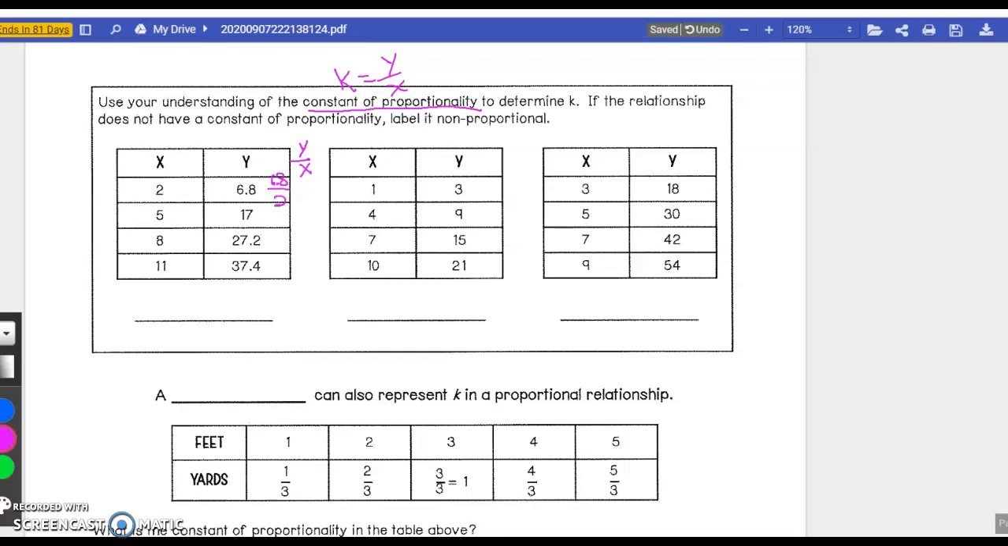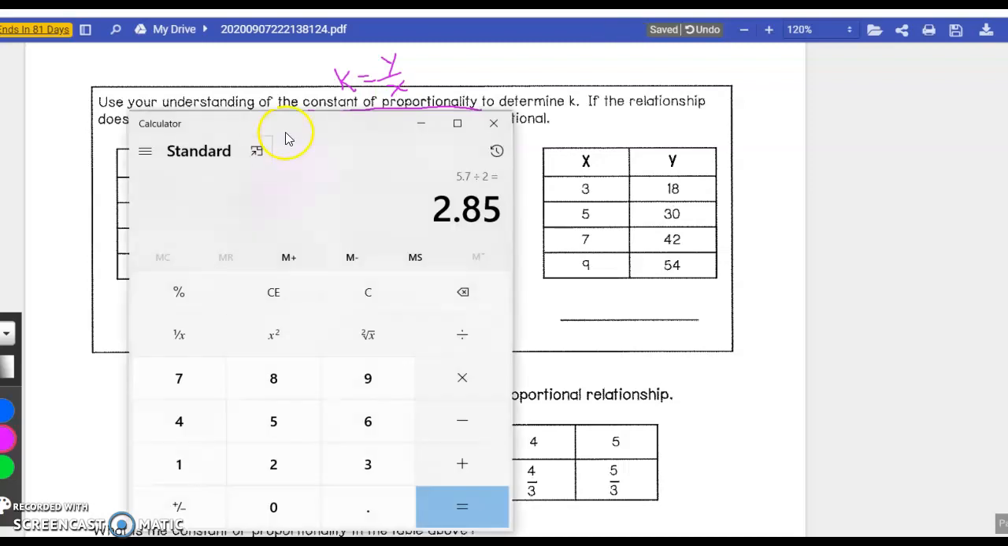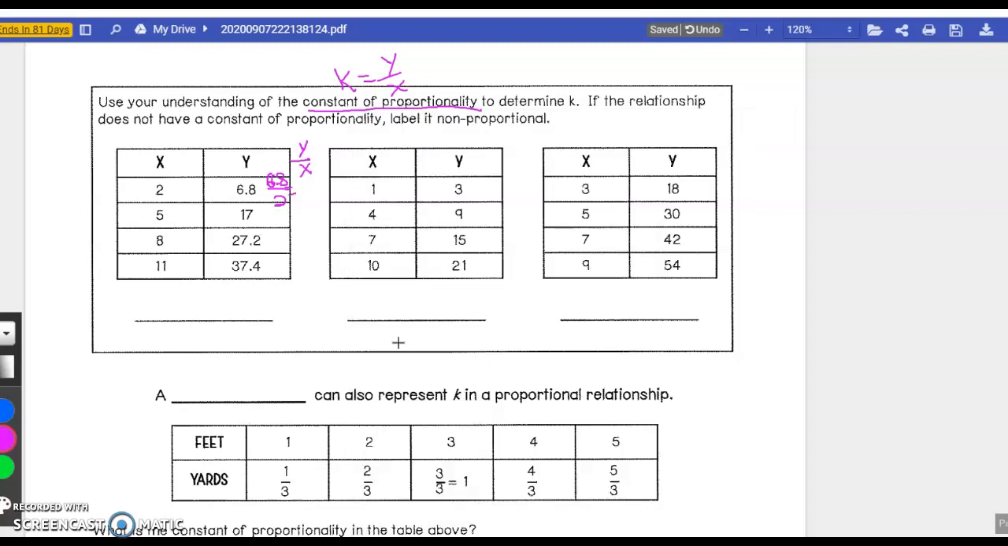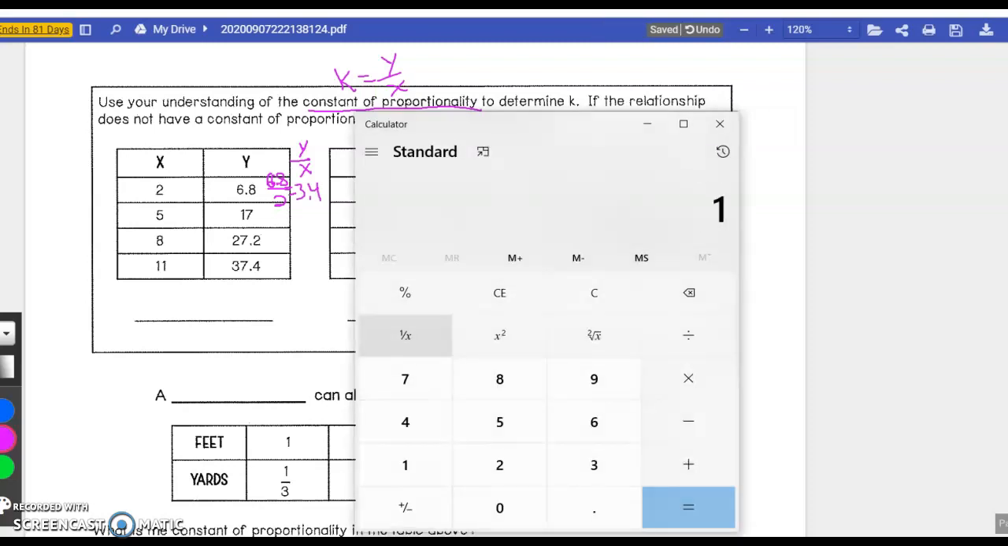So I'm going to go 6.8, and I'm not going to write down all of them, but 6.8 divided by 2. See if I can use a calculator. I know this is hard to see here, but this is a 6. So if I go 6.8 and divide by 2, I get 3.4. Now I'm going to do it here. 17 divided by 5 is 3.4. Okay? All I'm doing is dividing my y by my x.